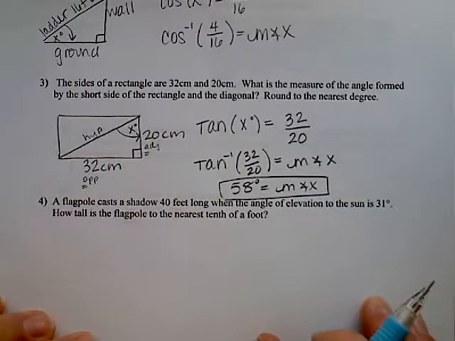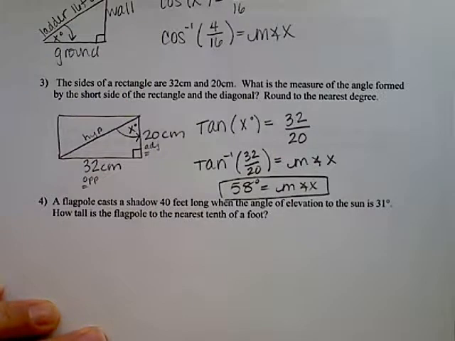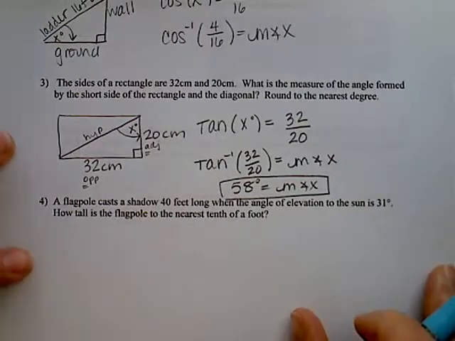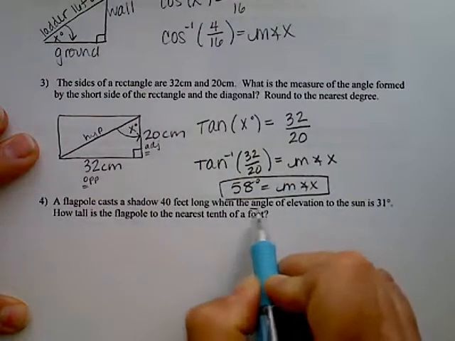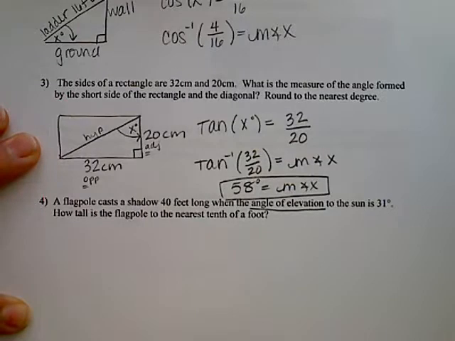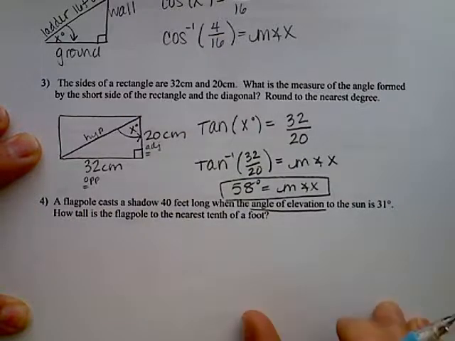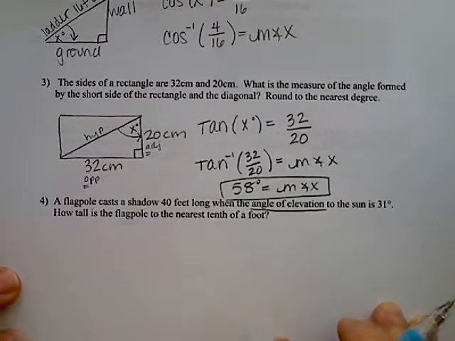The next question uses some language that we're going to talk about in this video today. It says a flagpole casts a shadow 40 feet long when the angle of elevation to the sun, so this is new terminology, is 31 degrees. How tall is the flagpole to the nearest tenth of a foot? So when we think of elevation, that means we're going up. So on the next page, we're going to define two different types of angles. We're going to have the angle of elevation, and we're going to have the angle of depression.